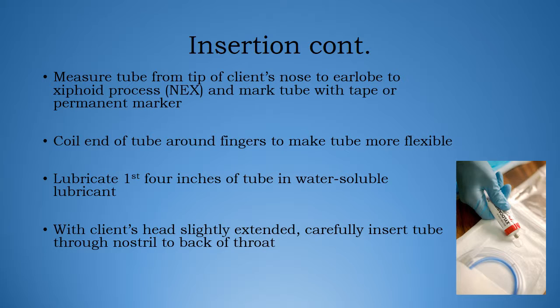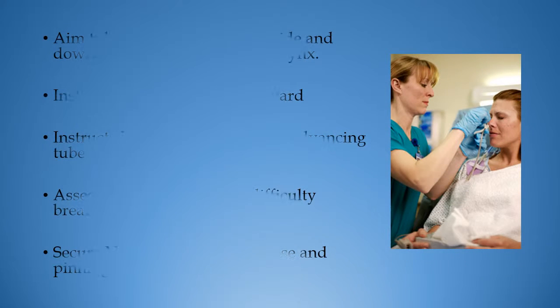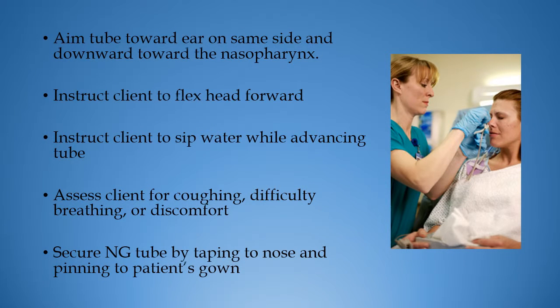With the head slightly extended, carefully insert tube through nostril to back of throat. Aim tube toward the ear on the same side and downward toward the nasopharynx. Have the client flex his or her head forward to prevent the tube from entering the trachea. Instruct client to sip water while advancing tube until predetermined mark is reached.